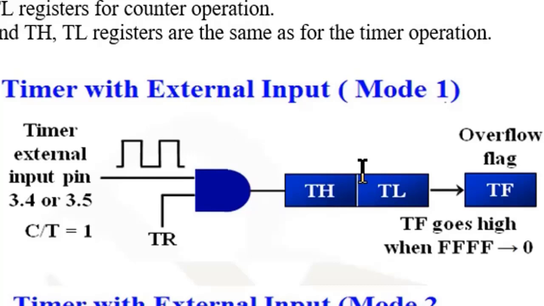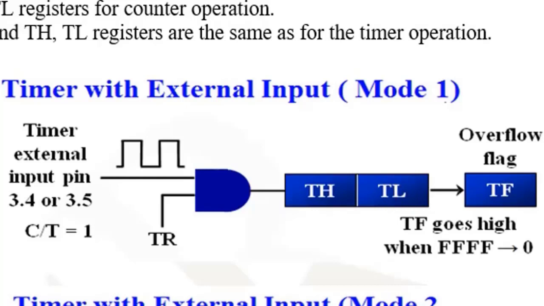Now similarly, what will happen here? This is used in mode 1 because timer high and timer low both are used here. For this case, the final value is FFFF. In this situation also, when the final value is reached, after that it will start from 0, and that is normally called the rollover situation. At this rollover situation, the timer flag will be high.